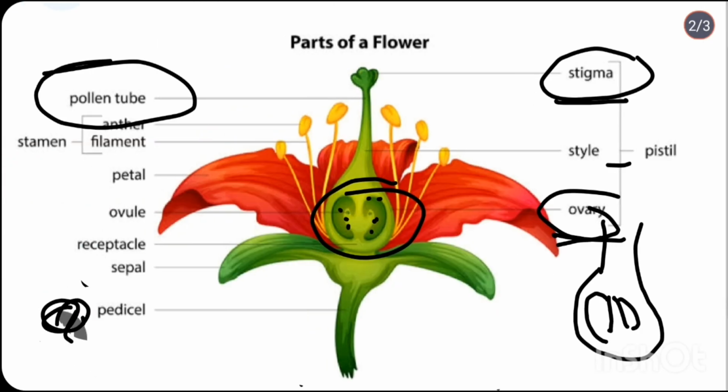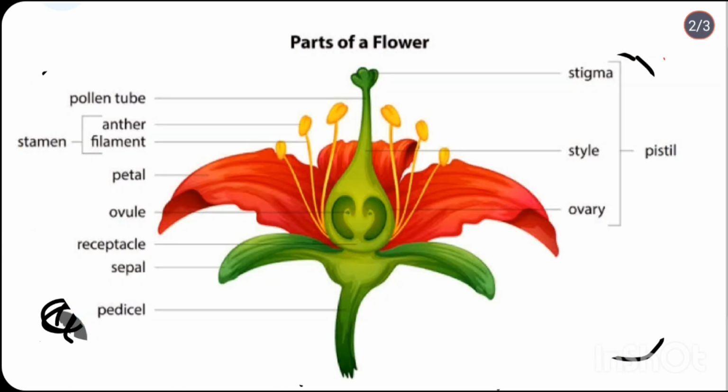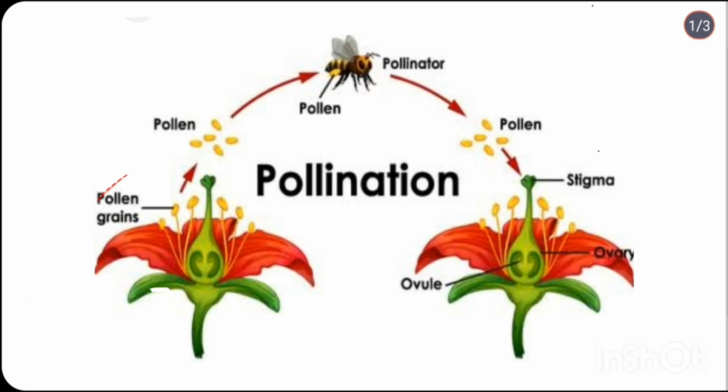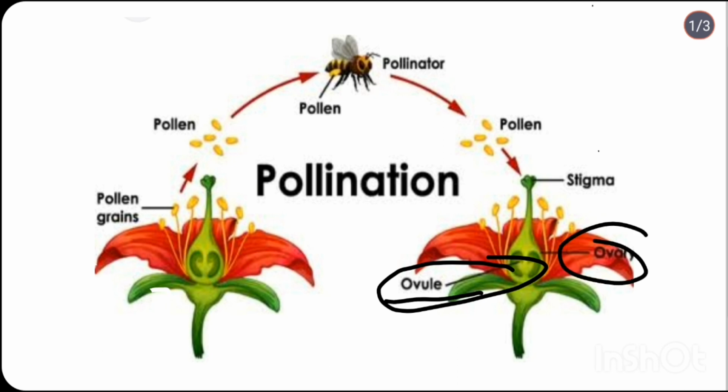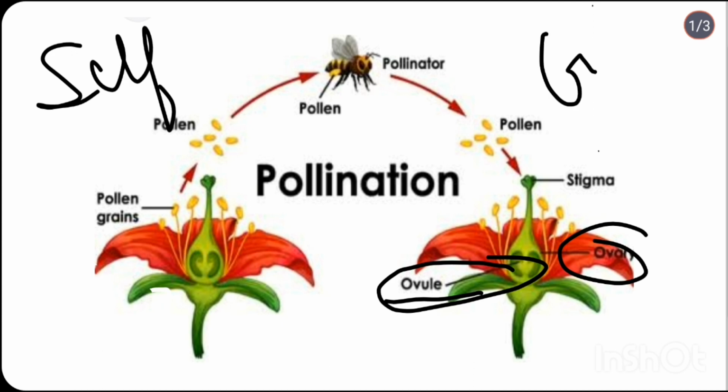So now let's study the process of pollination once again. As I told you, pollination is the process of transfer of pollen grains or male gamete to the pistil and especially to the ovules. So this process of transfer of pollen grains from stamen to pistil, especially to ovules or ovary, is known as pollination. Now there are two types of pollination: self-pollination and cross-pollination.